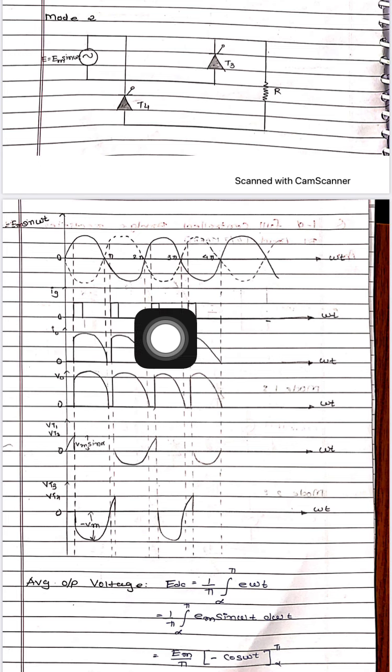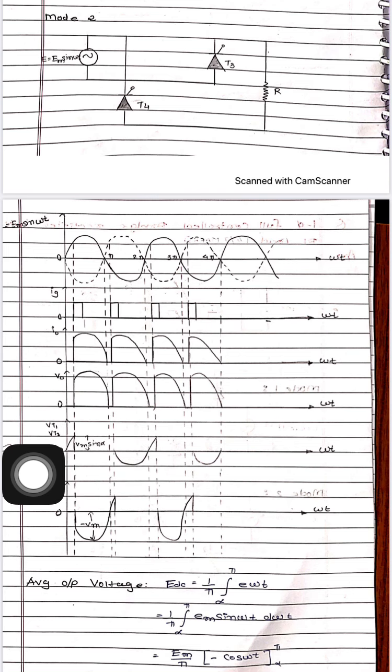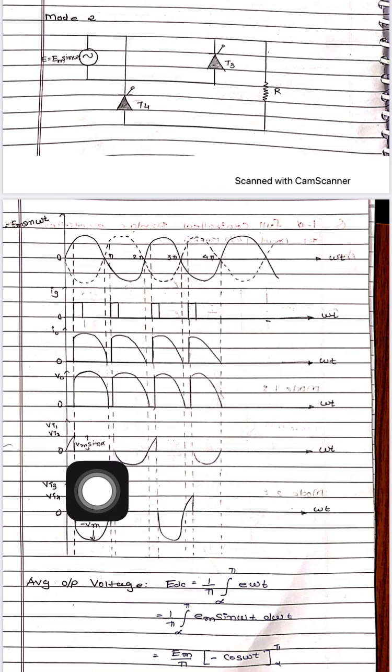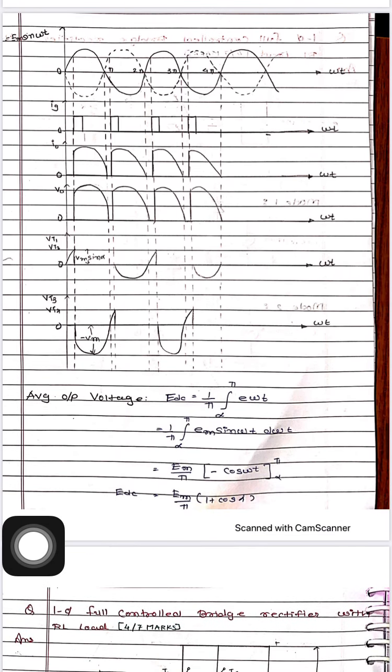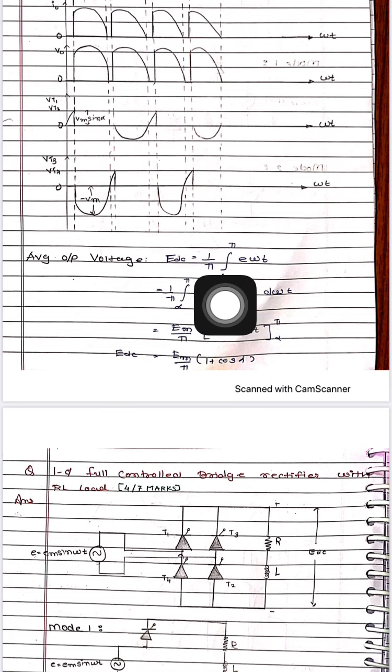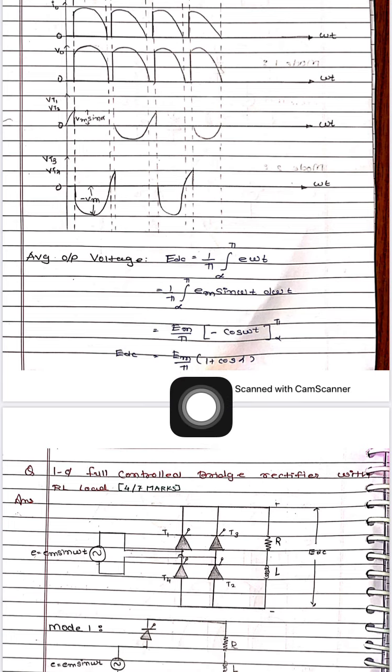These are the waveforms of voltage and current. When T1 and T2 are on, you can see in this interval of time that my switches are on, so voltage appears across the load. T3 and T4 are off, but in reverse direction, which is why my waveform is in the negative direction. Similarly, for the full wave, what is the average equation? 1 by pi, integral from alpha to pi of Em sin omega t. So EDC is equal to Em by pi times (1 plus cos alpha).